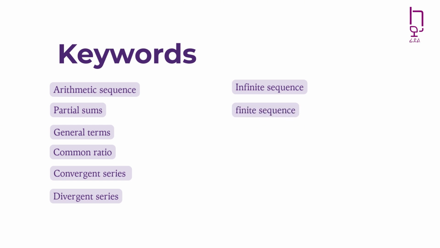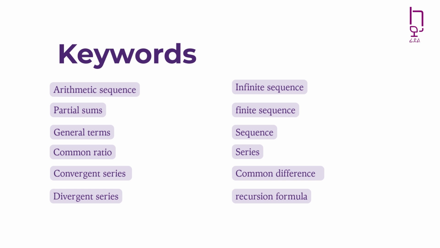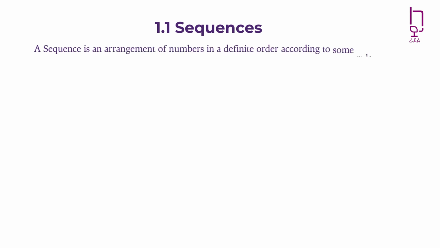And after we do this, we'll talk about the terms of a sequence, series, and what a common difference is. And by the end of this topic, we'll also talk about a recursion formula, which will apply for decimals. Okay, so for this topic, we'll use both English and Amharic. So let's start by defining what a sequence is. This chapter or subtopic 1.1. So a sequence is an arrangement of numbers in a definite order according to some rule.